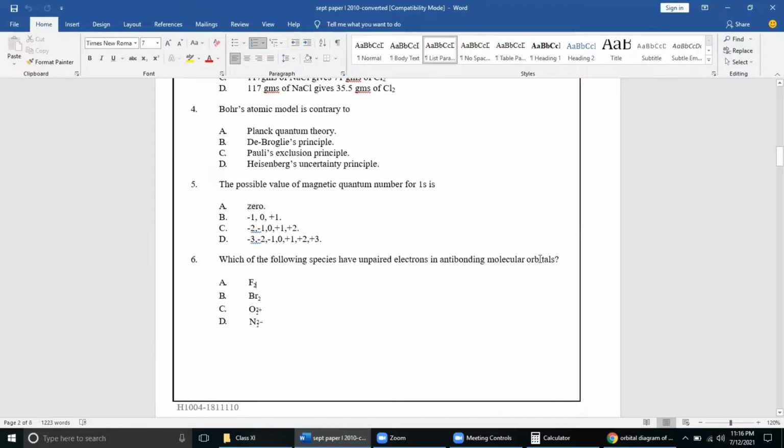Okay, for finding unpaired electrons, you need to count the total number of electrons. This first option is F2. F is fluorine, having 9 total electrons. So two fluorine atoms will have 18 total electrons. So these will not contain any unpaired electron in the anti-bonding molecular orbital.